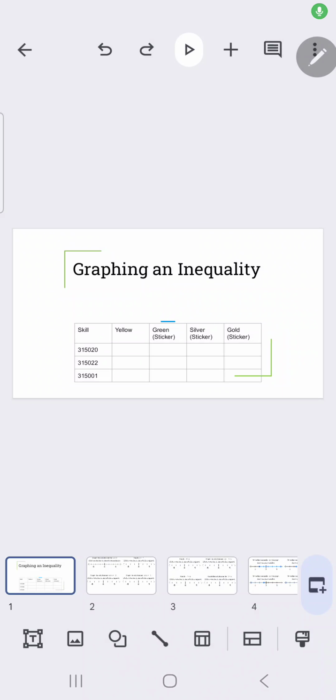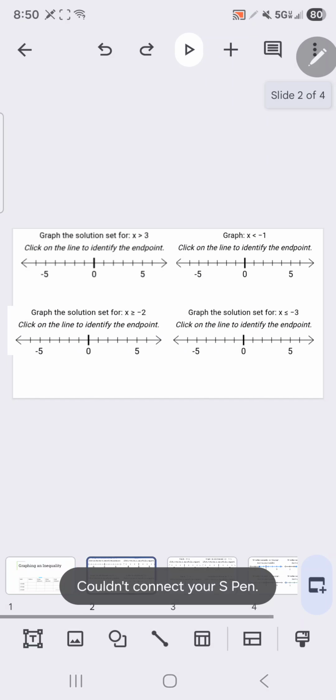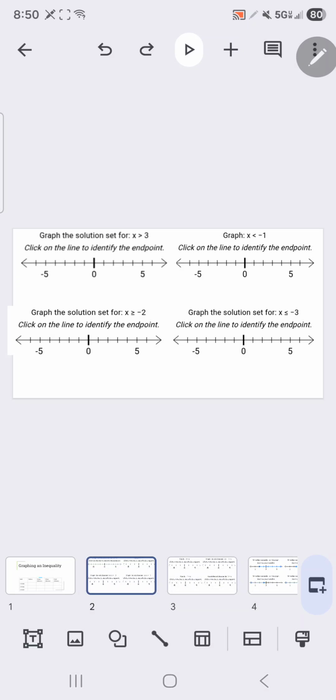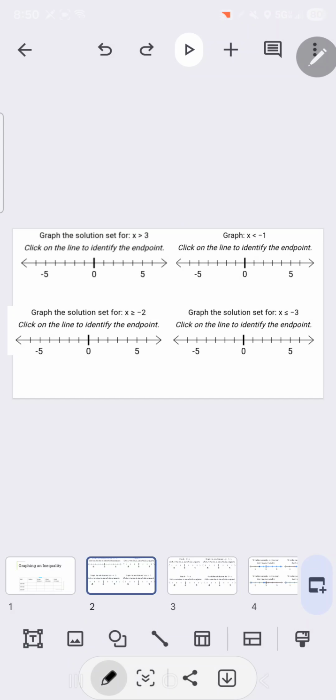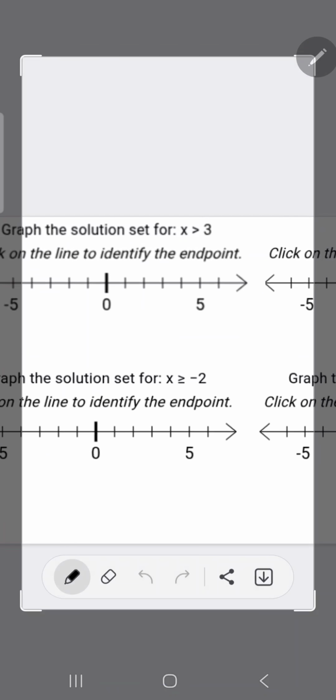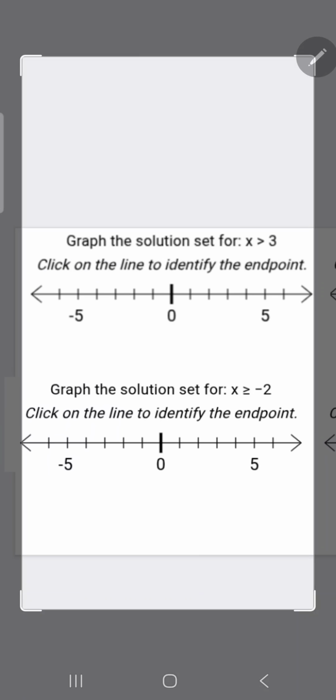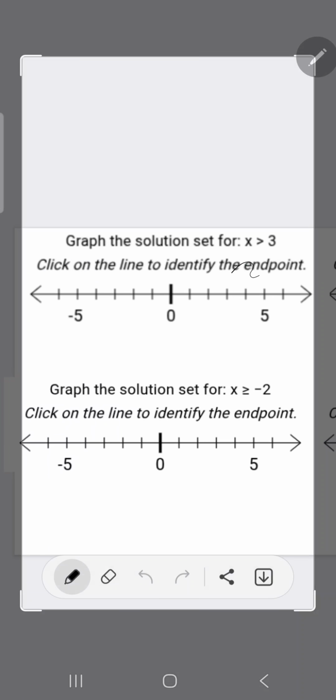We'll be learning how to graph an inequality and also look at an inequality on a graph and write an inequality. For the first part of this lesson, we'll be taking a look at how to graph an inequality. If you take a look at the first problem, we need to graph the solution set for x is greater than 3. We'll go to where 3 is at on the number line.